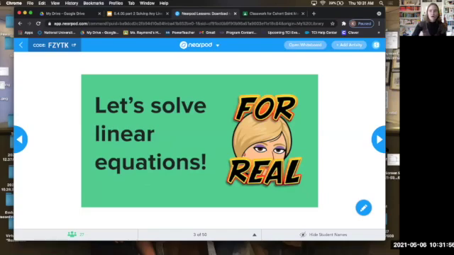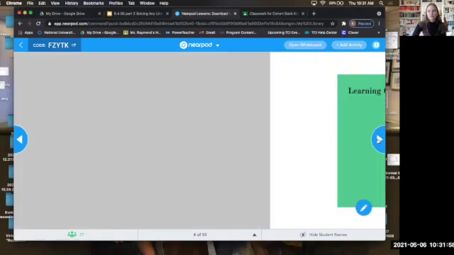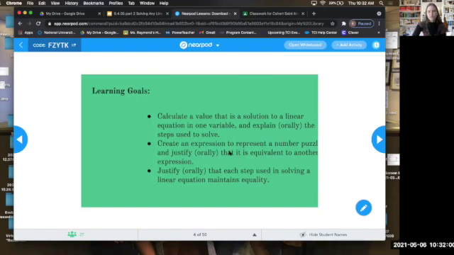Practice. I'll have people read off our learning goals. I'll do the second one because we're actually not doing it. Mihaela, will you read off the first bullet point for us, please? Calculate a value that is a solution to a linear equation in one variable and explain orally the steps used to solve. Beautiful. Number 2, we're not doing those number puzzles today, so we're going to ignore that.